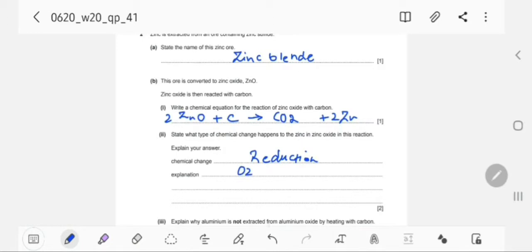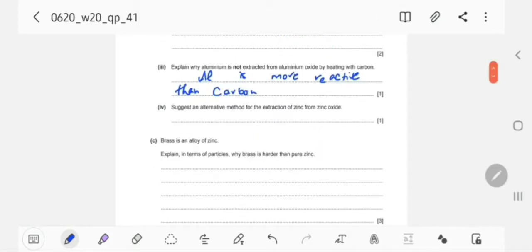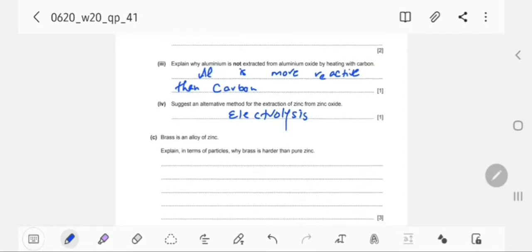So our explanation would be oxygen is lost. Explain why aluminum is not extracted from aluminum oxide by heating with carbon. Well, aluminum is more reactive than carbon. That's why it cannot be reduced by the carbon. So there is an alternative method for the extraction of zinc from zinc oxide. Well, electrolysis is the best method, as we can get zinc from zinc oxide by doing electrolysis.